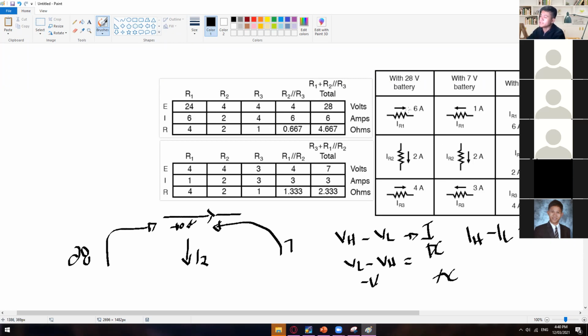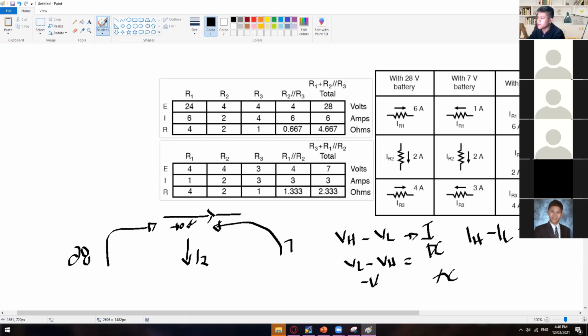So we have here 6 amps minus 1 amp will give you 5 amps. And then for the I2, since they are flowing in the same direction, then 2 plus 2 will give you 4 amps. And then for the last one, again, they have a different direction. So whatever is the higher one, that will be the one that dominates the flow of current. So 4 minus 3 will give you 1 amp. All right.